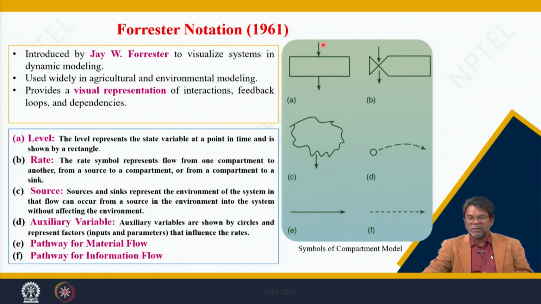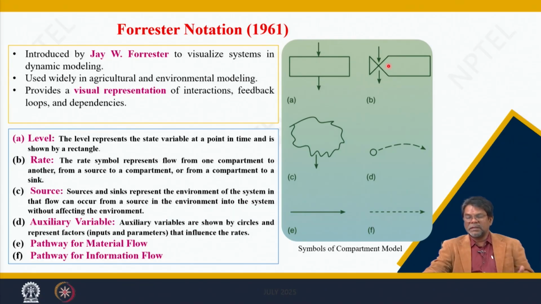You need to represent the leaf weight, stem weight, or the crop biomass. So, you have to use these rectangular symbols to represent this crop biomass, or the leaf area also, that changes over time. Leaf area index you can say, or the leaf weight, stem weight, or the grain weight also, that changes over time.